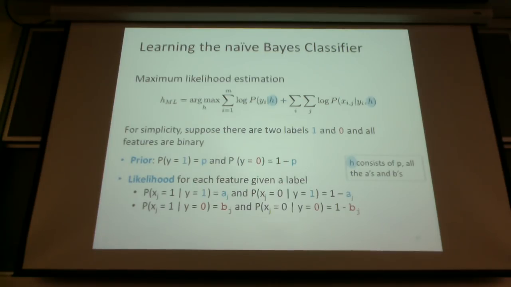So if you give me an assignment to all the A's, if you give me an assignment to all the B's, and if you give me the value of P, what you have given me is the naive Bayes classifier for the case when there are two labels and all features are binary. So the job of learning now is to determine what the values of A, B, and P are. So our goal of learning is to find what these parameters are. Before I introduce one more kind of annoying notational detail, are there questions?